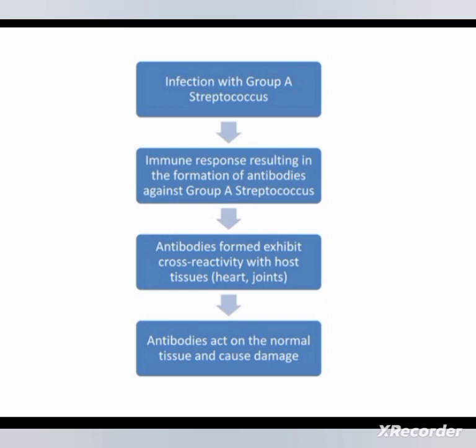The antibodies act on the normal tissue and cause damage to the normal tissue. So the skin, the joints, and the brain also can be affected due to this autoimmune response. So this is the pathophysiology. Due to this damage, there will be signs and symptoms like carditis, arthritis, etc.